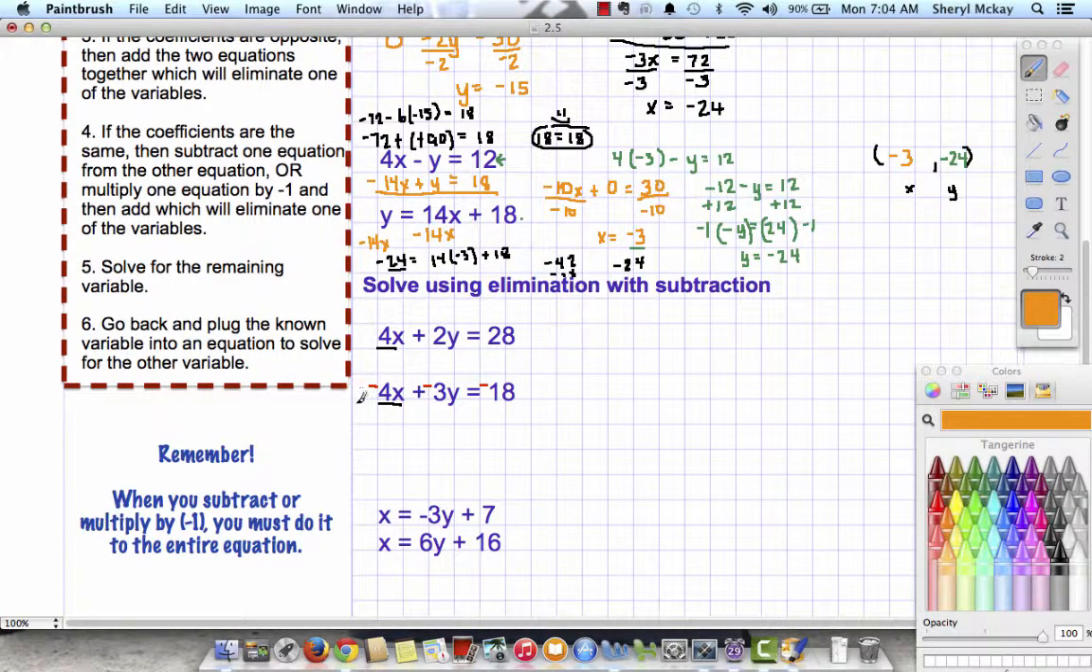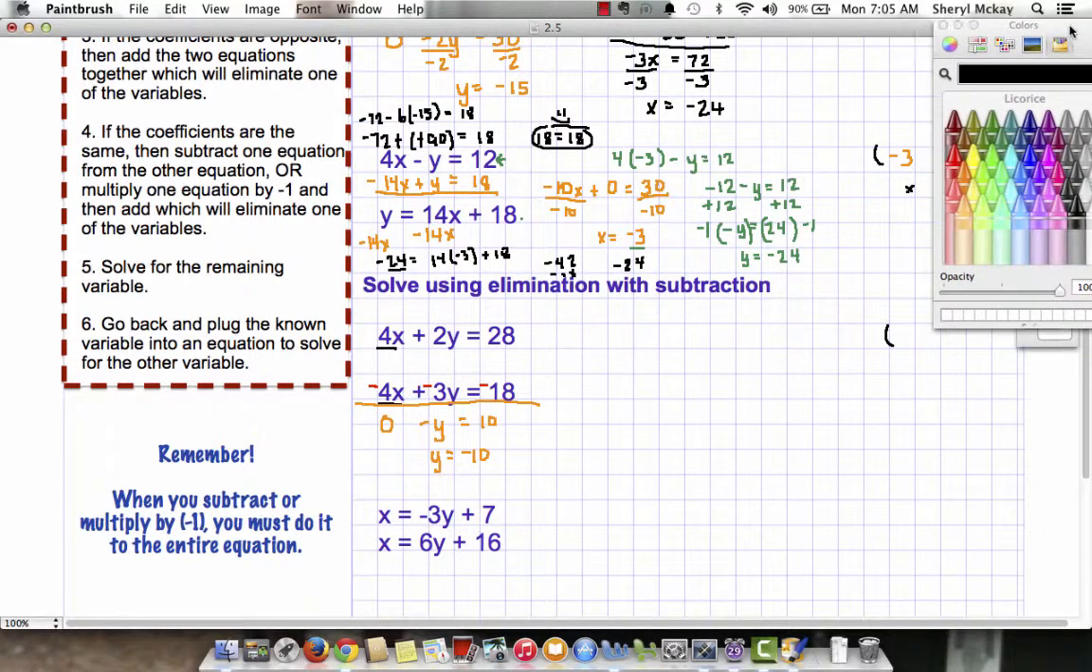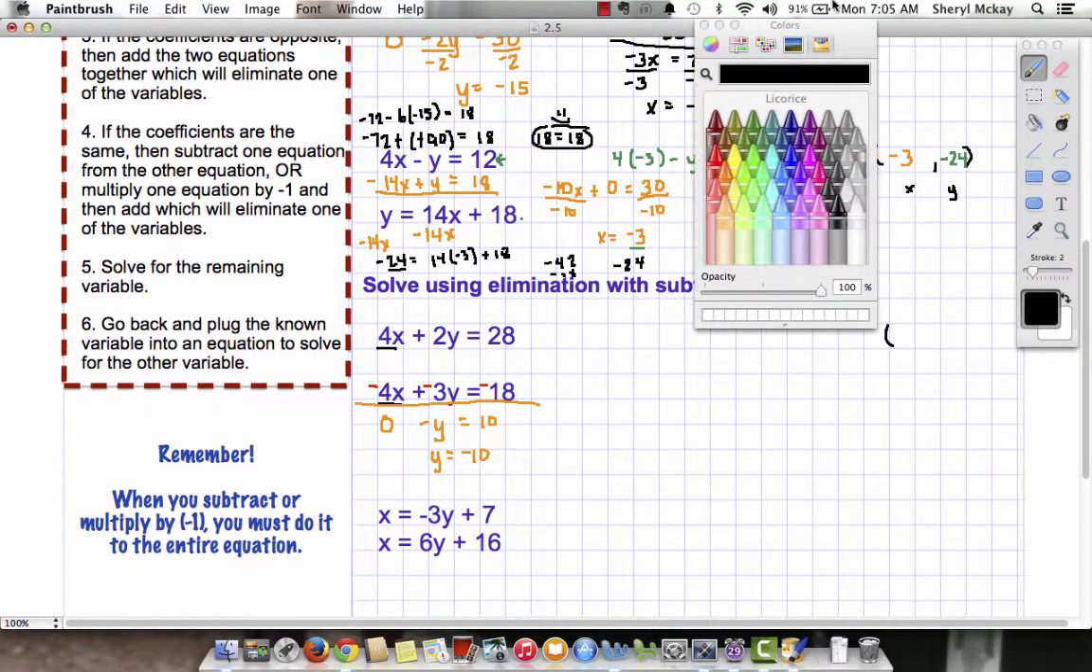So let's go ahead and do it. 4x minus 4x is 0. 2y minus 3y, or plus a -3y, gives me -y. 28 minus 18 gives me 10. So -y equals 10, but I need to multiply both sides by -1, so y equals -10. All right? I'll put it right over here.